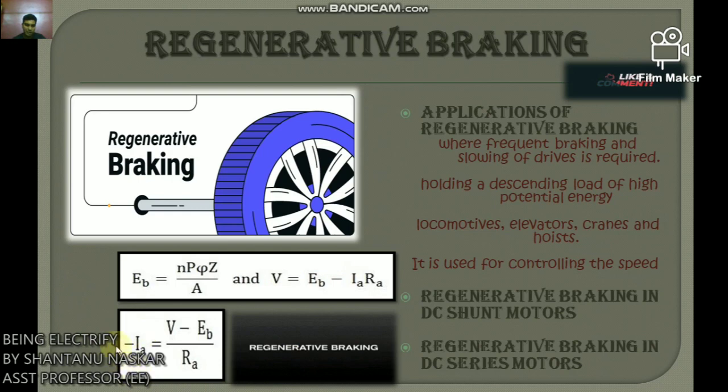So look here, the armature current has a negative sign. So what is the name? Regenerative. It regenerates the machine and operates like a generator, and the energy generated is supplied to the source. Now the application of regenerative braking.